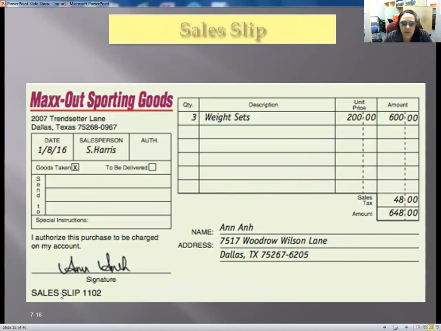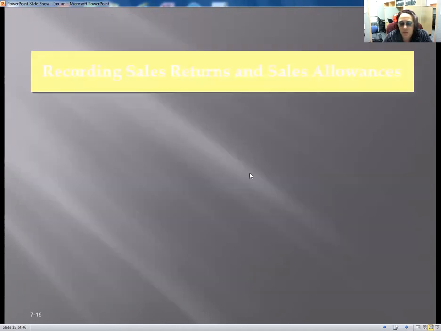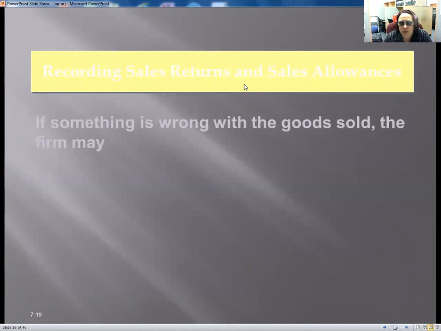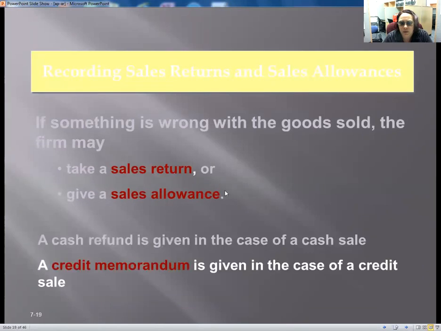Okay, here's the sales slip. All right. Here's their name, sales tax, and amount. This is just what we recorded a minute ago. This is sales returns and allowances. If something's wrong with the good, then you take a sales return or you give a sales allowance. A cash refund is given in the case of cash sales. A credit memo is given in the case of a credit sale.